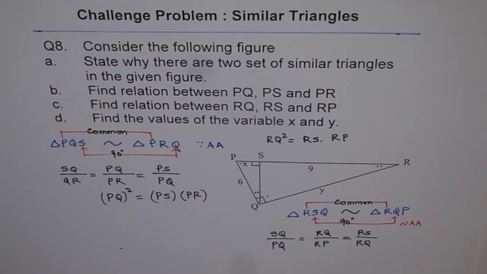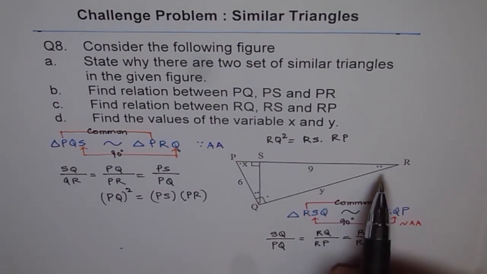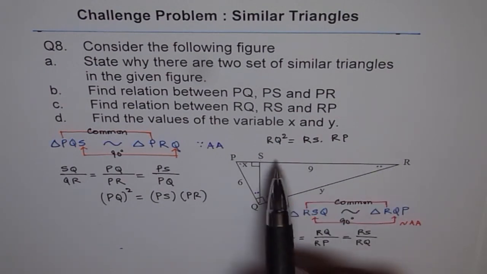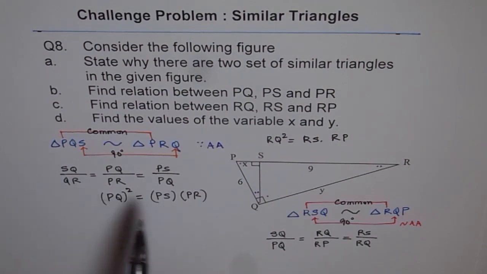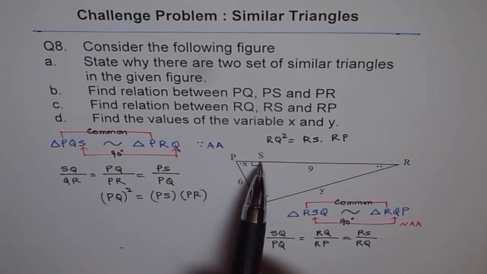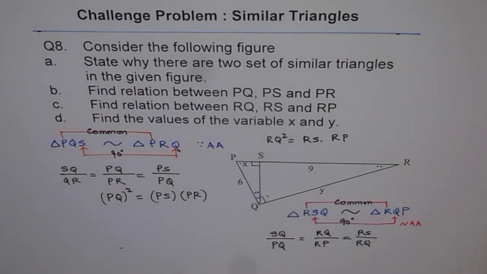Solve this. So here what we learned today is that the hypotenuse of the small triangle, the square of that, is equal to the product of the sides RS times RP. Similarly, we found that PQ square is equal to PS times PR. Do you see? That is a very interesting relation which we found. Now, to find the values of x and y, I'm just leaving it for you. It's a simple calculation which I expect you to do and which we did in the previous question, Question 7. So I'm not doing it here, right?